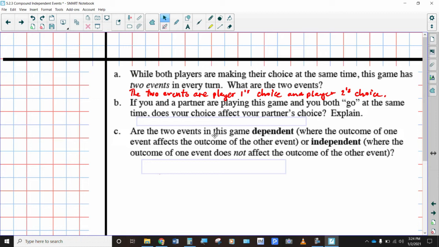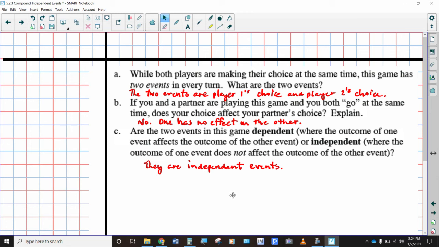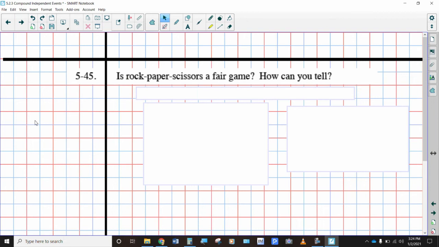If you and a partner are playing this game and you both go at the same time, does your choice affect the other person's choice? If you've got your backs to each other so you can't even see what the other person throws or shoots, are we shooting or are we throwing? I'm not sure what we're doing here. At any rate, does one affect the other? And if the game is played properly, then no, one would not affect the other. And that would make these what we would call independent events because one has no effect on the other. Okay? All right, so is this a fair game and how can you tell?